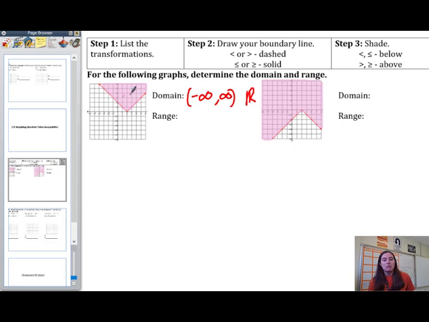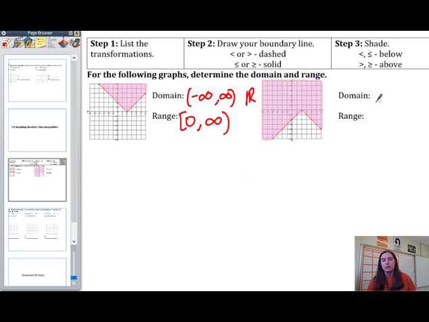If the shading is in between the two lines, your range is going to go from a number to infinity, or infinity to a number if it was reflected. So looking at this example, the lowest this graph gets is at a y value of 0. Line is solid, so I can use a bracket because 0 is included in my answer. If it was a dashed line, we would use a parentheses here. Then the shading is everything above that, so from that y value of 0, I'm including everything greater than that, so it's going towards positive infinity.